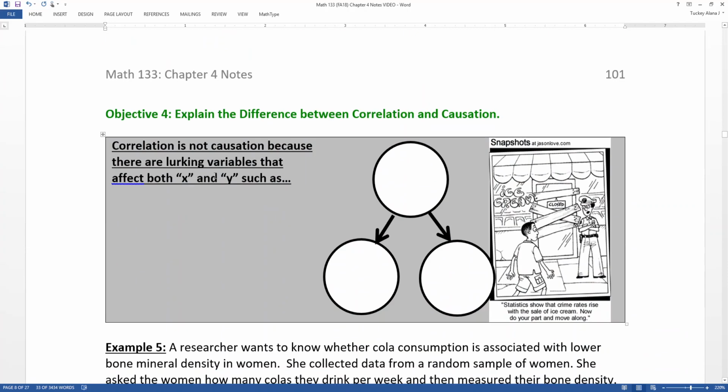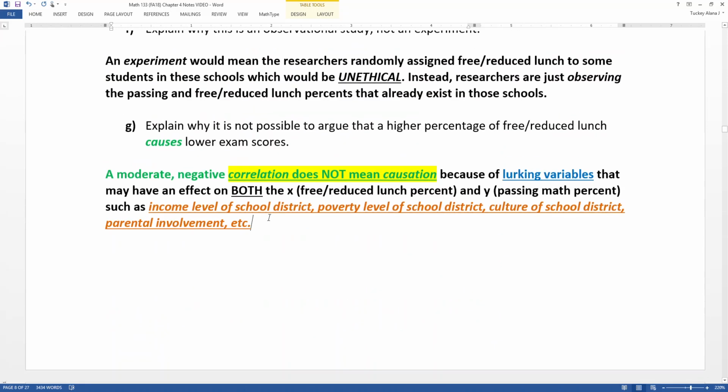Lurking variables are variables that will affect both your x and your y. So you were looking at the x and the y, and you didn't even notice, but in the background, something else was happening. For example, in our case, we were looking at free reduced lunch and passing math, but there could be other things, like the income level or the poverty level of your school district, that are affecting both of those values.